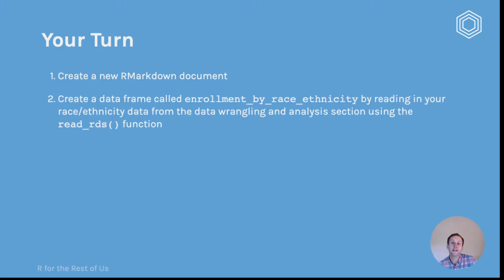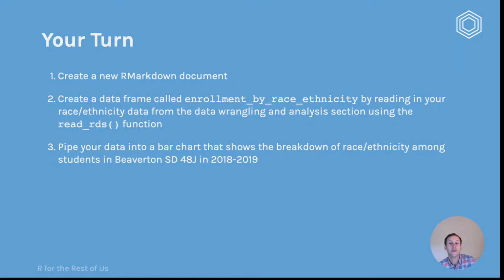I want you to then create a data frame called enrollment by race ethnicity by reading in your race ethnicity data from the data wrangling and analysis section using the read_rds function. And just so you know, that read_rds function comes from the readr package, so you are going to need to load the tidyverse before you actually use that function. If you don't load the tidyverse, it will not work. Then I want you to pipe that data into a bar chart that shows the breakdown of race ethnicity among students in Beaverton School District 48J in 2018-2019.